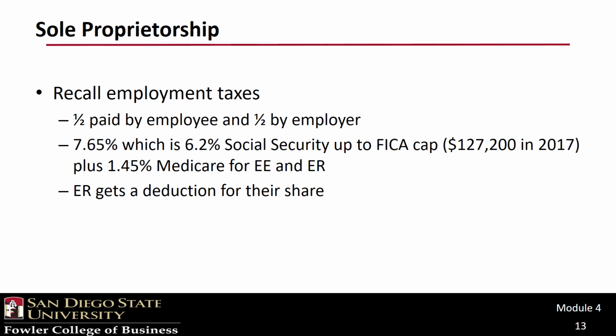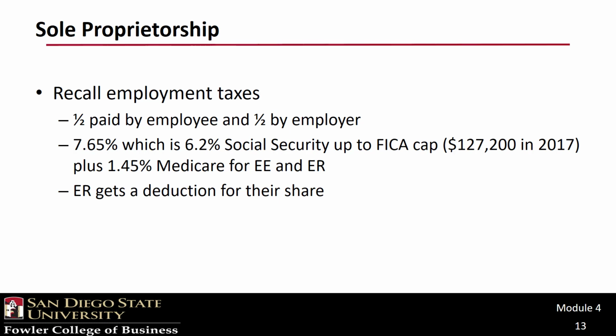Shifting gears a bit, recall that we covered employment taxes back in Module 1. For those of you that have forgotten, employment taxes are paid 1/2 by the employee and 1/2 by the employer at rates of 6.2% each for Social Security and 1.45% each for Medicare. That's 7.65% for each, or 15.3% total.